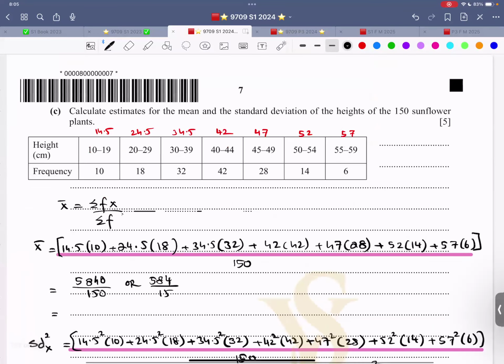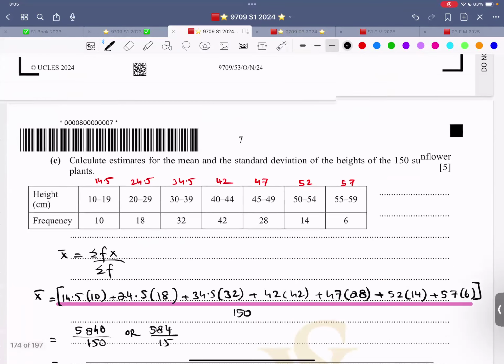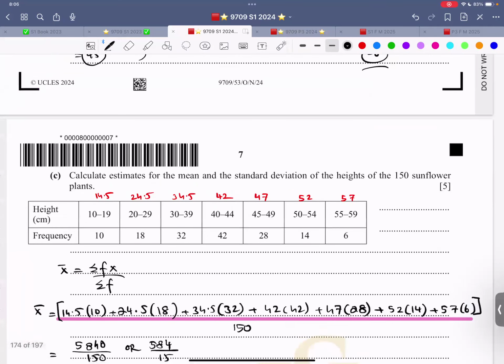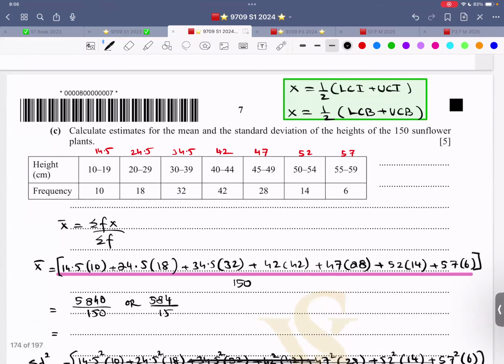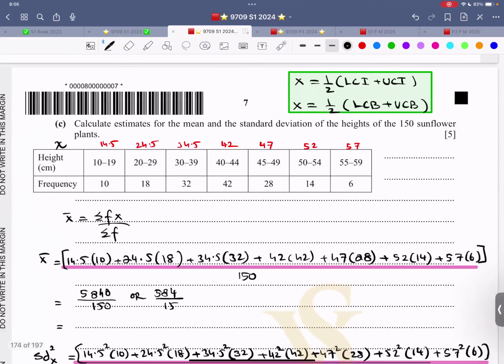The next one: calculate estimates of the mean and standard deviation. Remember this golden rule: when we are talking about mean and standard deviation, we have to use the mid value. So x is half of lower class interval plus upper class interval, or x is also half of lower class boundary plus upper class boundary. Therefore, these are the values of x that we use: 14.5, 24.5, and all these.